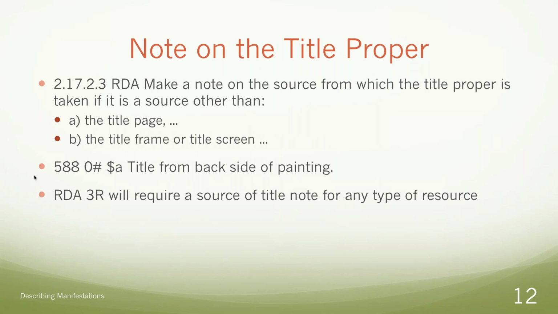So for the note on the title proper, if the title proper does not come from a title page, sheet, leaf, or card, or if we're dealing with moving images, which is not going to apply for anything we're talking about today, then you must supply a note on the source of the title proper. So just use simple language: title from backside of painting, title from poster, however it works best. This is a note not for patron users, it's for other catalogers, so that they know what you are looking at to determine the title proper.